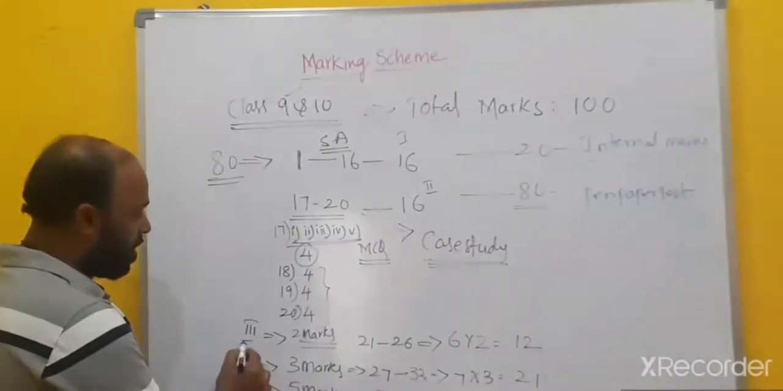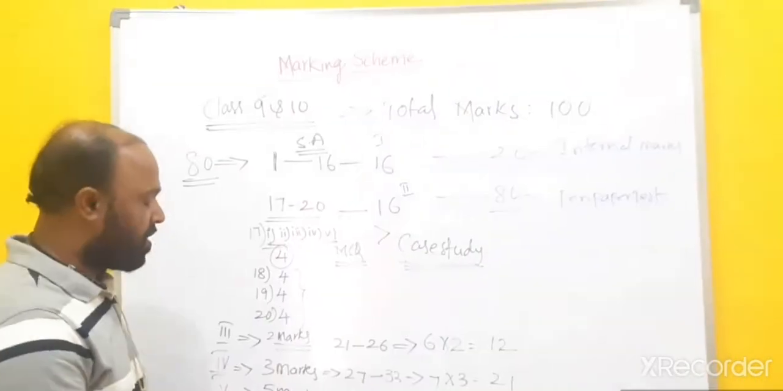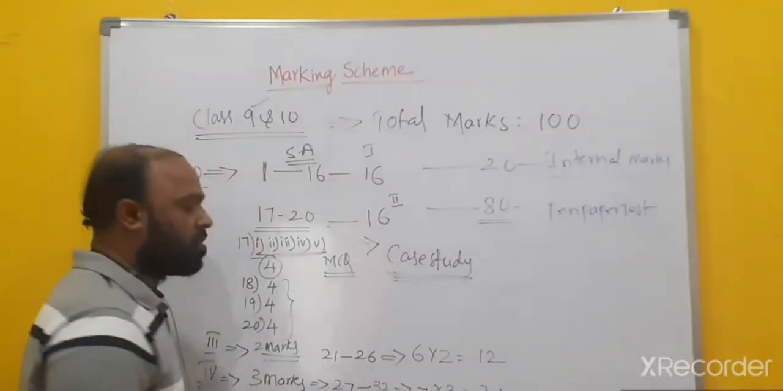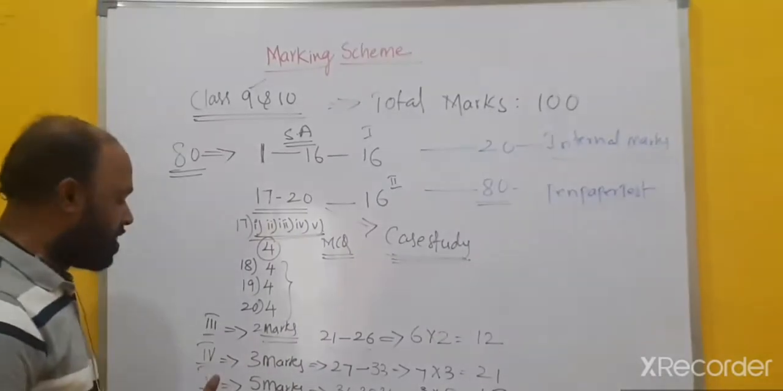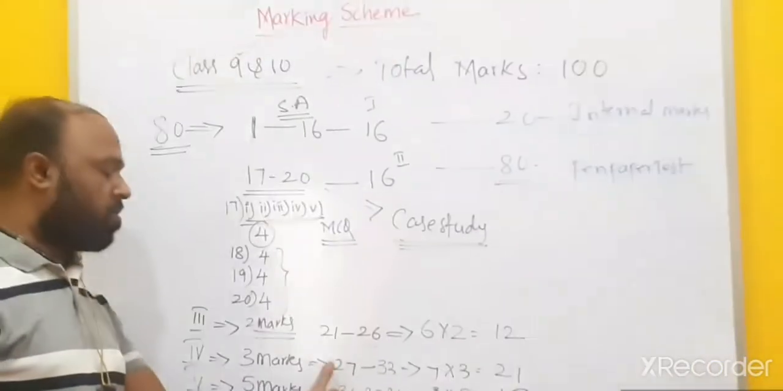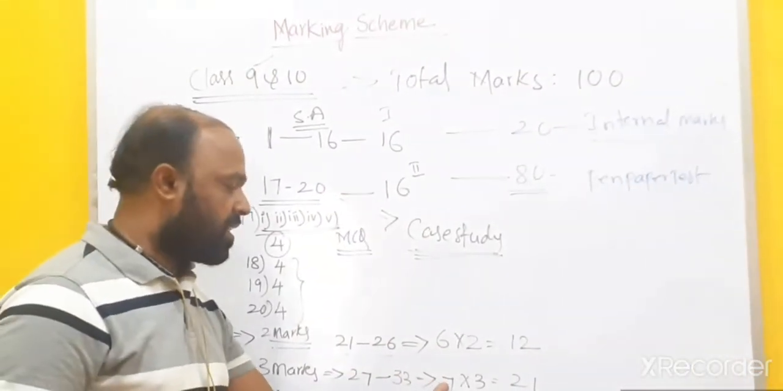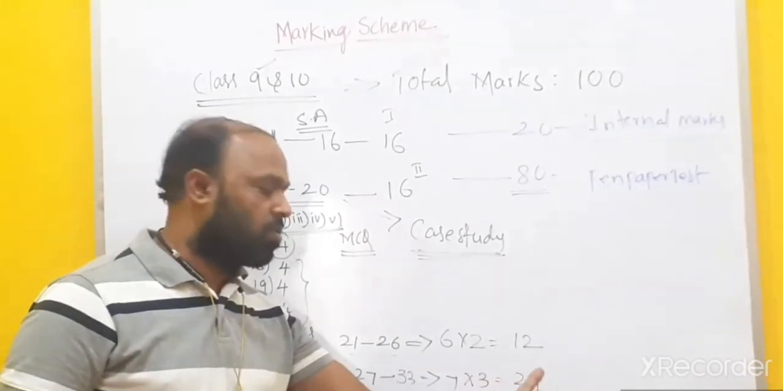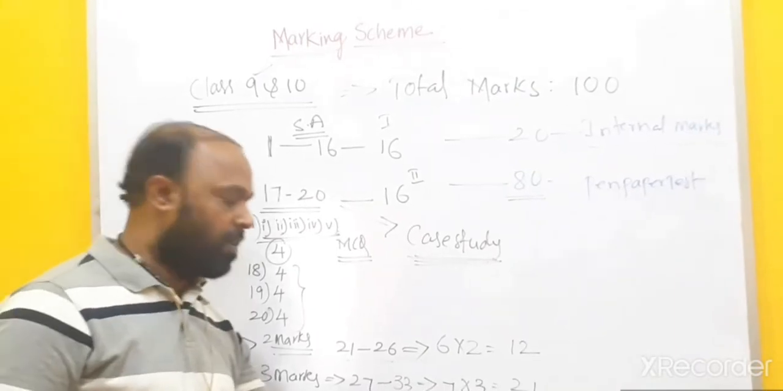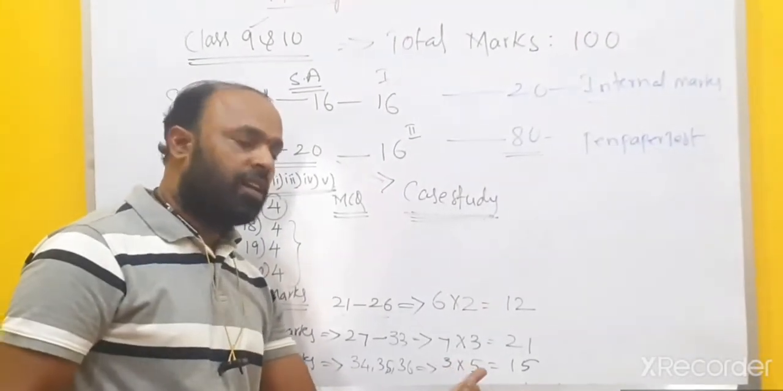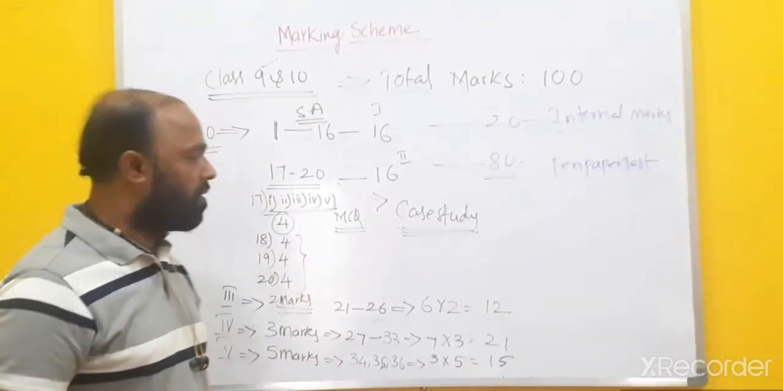Then come to the third one. This is the 2 marks, 21 to 26, total questions 6, and 6 into 2, 12 marks. Next bit, 3 marks, 27 to 33. Here 7 questions, 7 into 3, that is 21 marks. And the next one, 5 marks, 34, 35, that is the last one. 3 questions are there and 5 marks, 3 into 5, 15 marks.